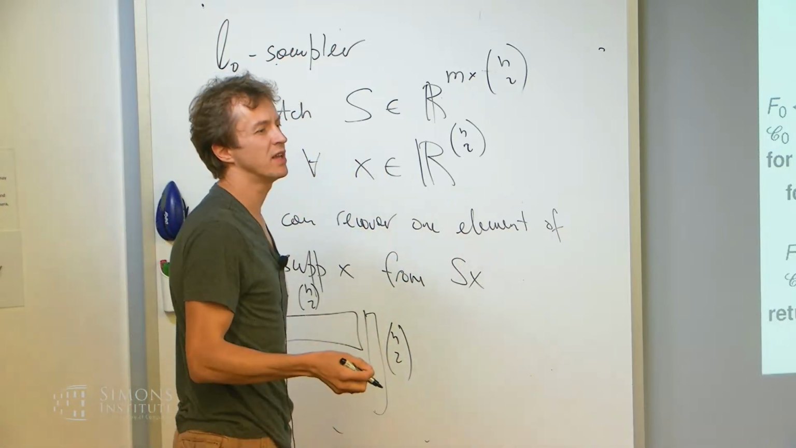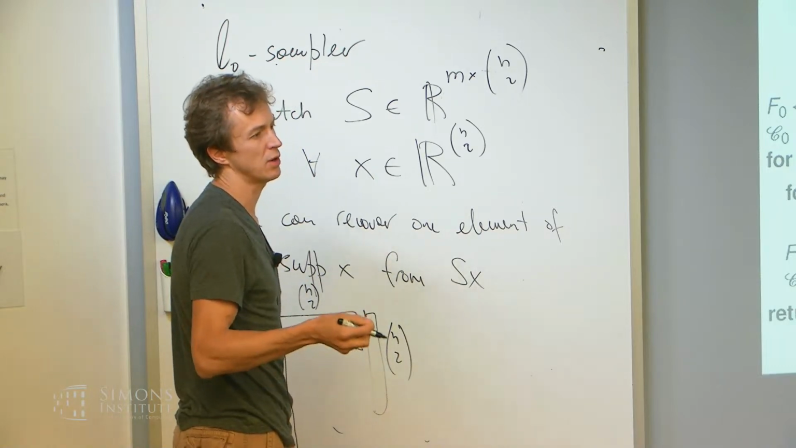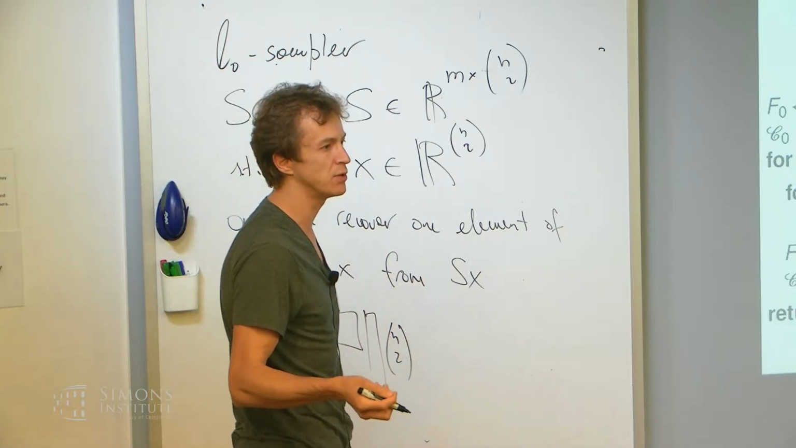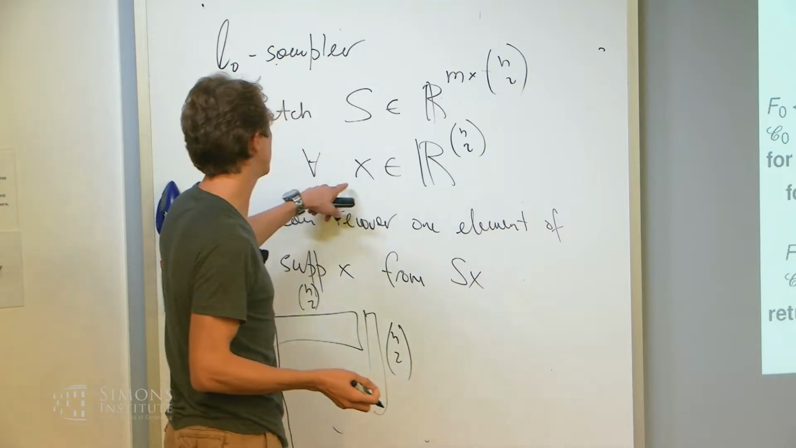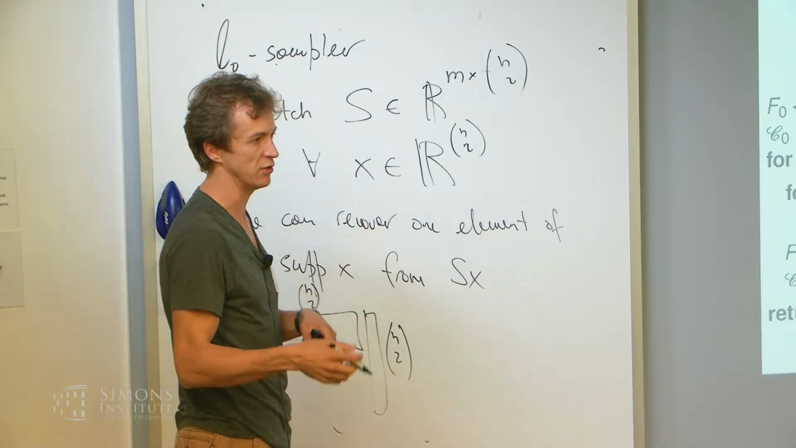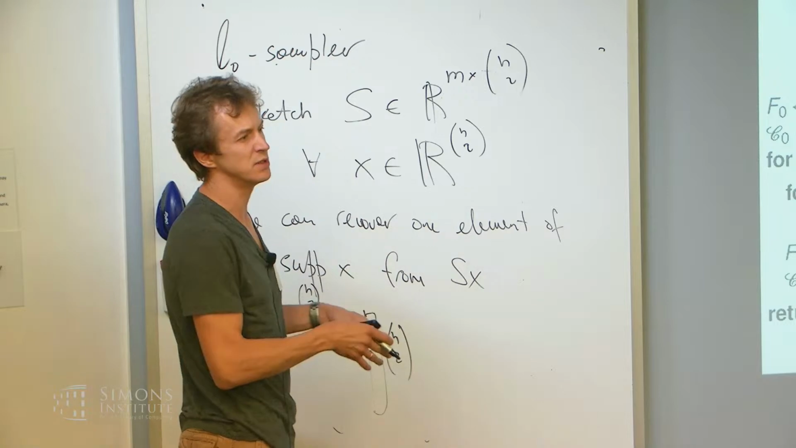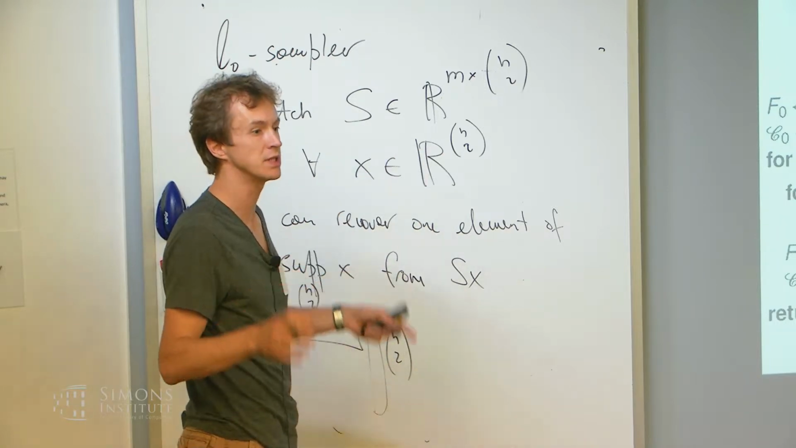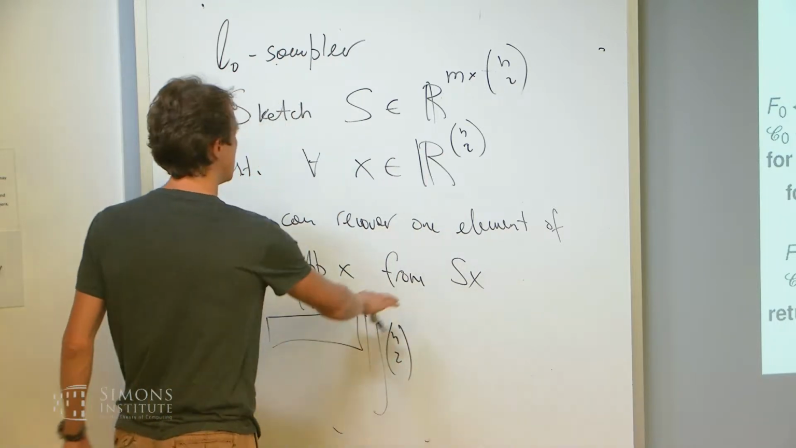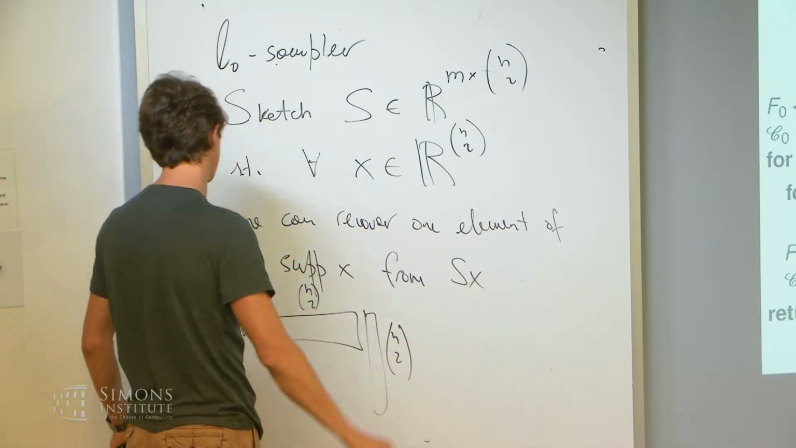I'm simplifying the definition a little bit. If you look up the proper definition of L0 samplers, you'll realize that they return a uniformly random element of the support of x. These details are not very important for this application, so I'll simply skip them. So it's a sketch that returns one element of the support of x.